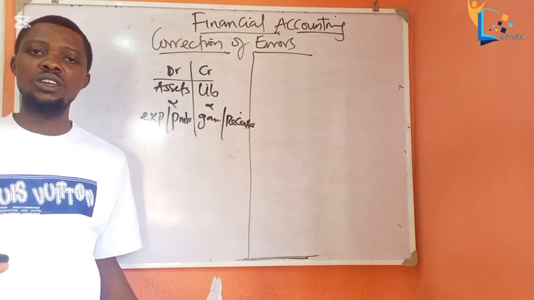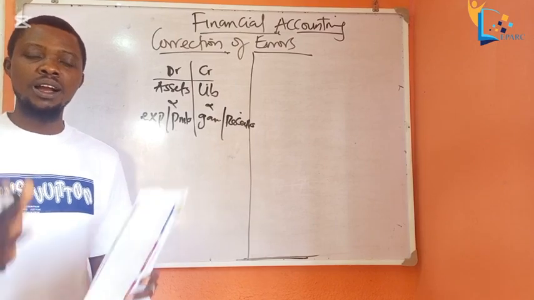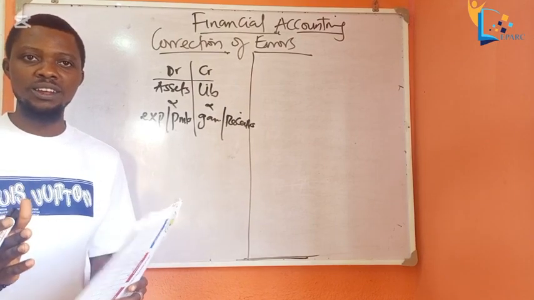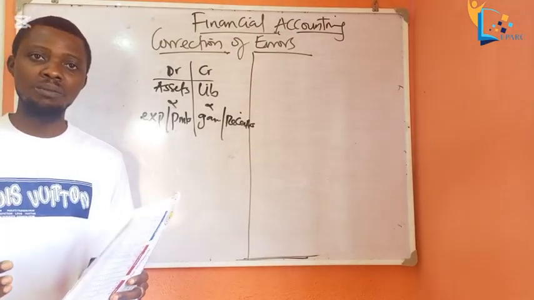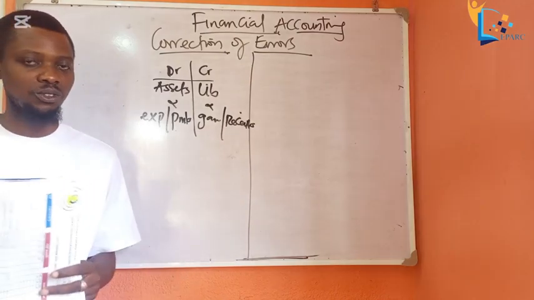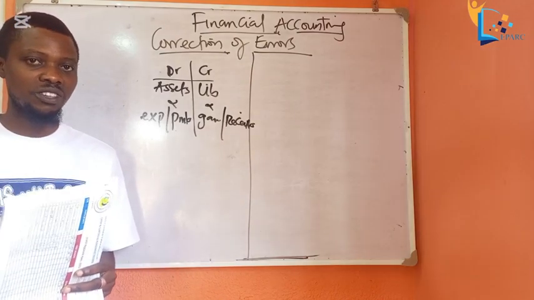And secondly, accounts that will affect the trial balance must pass through the suspense account, while accounts that will not affect the trial balance will not pass through the suspense account. Please take note of all these things I'm saying.